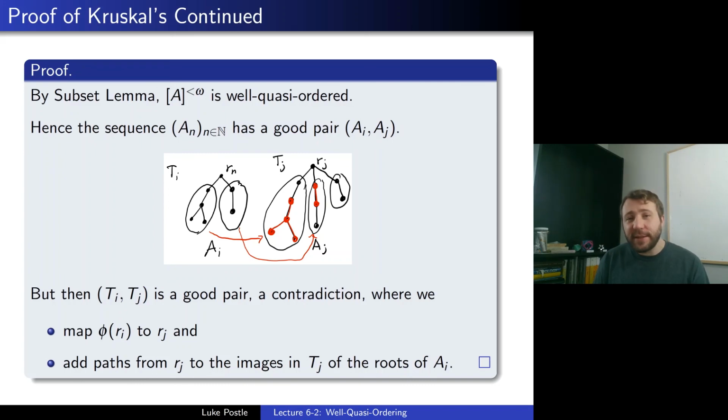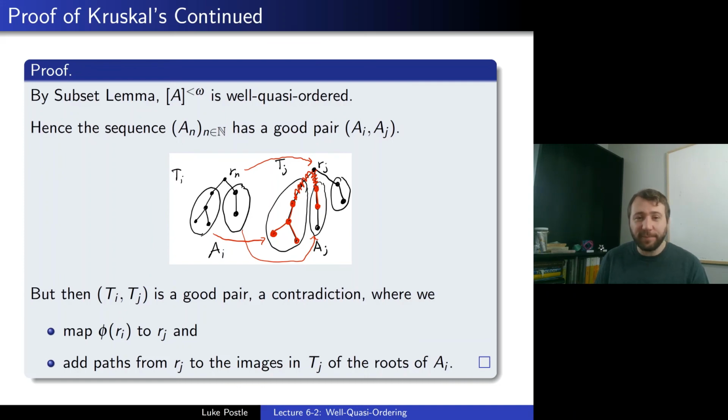How do you do this? Maybe stop and think for a moment. We embed all of the components of A_i. Now you map your R_i to your R_j. So we just map the root up there, and then we need to get these paths in. We add the paths from R_j to the images in T_j of the roots. So you squiggle down. You get this new subtree, and if you think about it, that's a subtree of T_j, which is a subdivision of T_i, and obviously preserves the root order.